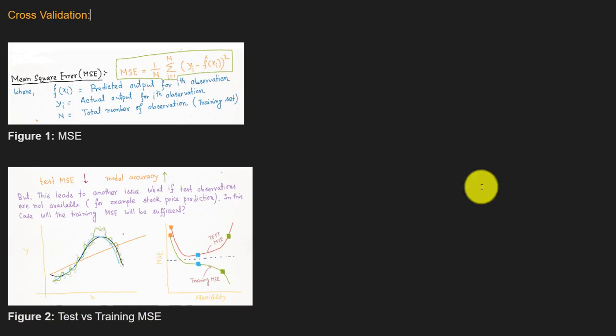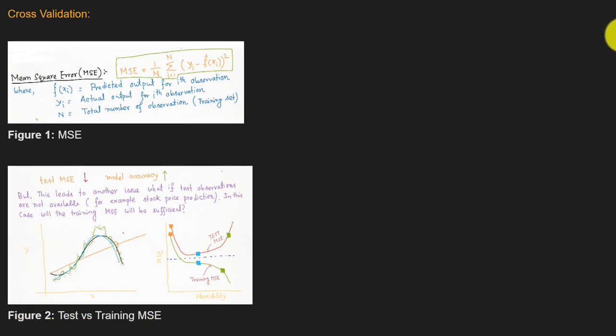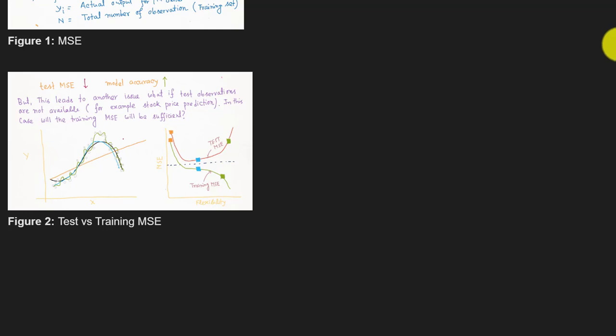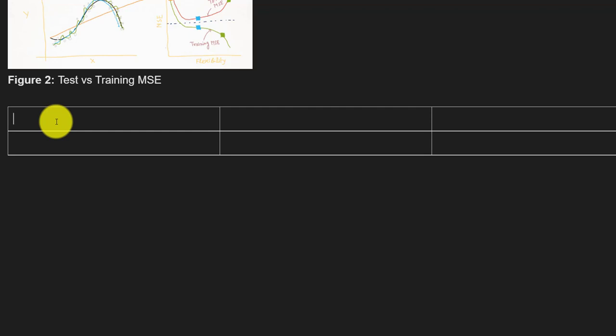So let me go down a bit over here. Now let us talk about different kinds of cross validation methods. For that, let me pull out a table over here. There are three different kinds of cross validation methods. One is the validation set approach. This is the first approach.